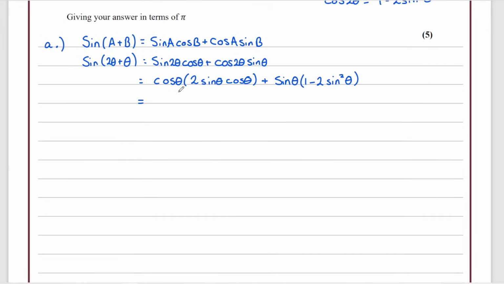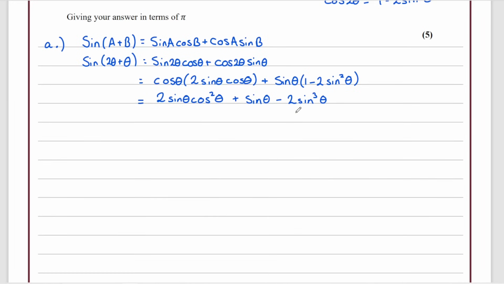Okay, let's keep simplifying here. So what I'm going to do then is I'm going to expand these brackets. So I've got cos theta times 2 sine theta cos theta. Expanding that out gives us 2 sine theta cos squared theta, like so. We've then got sine theta times this bracket here. So sine theta times 1 is simply sine theta. So plus sine theta. Then we've got sine theta times minus 2 sine squared theta. That leaves us with minus 2 sine cubed theta.